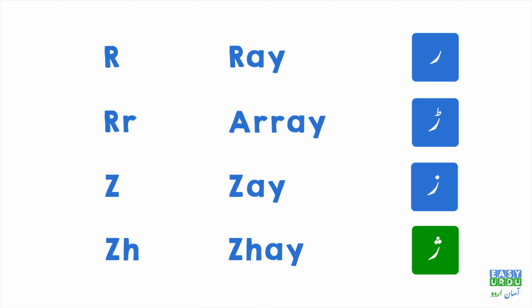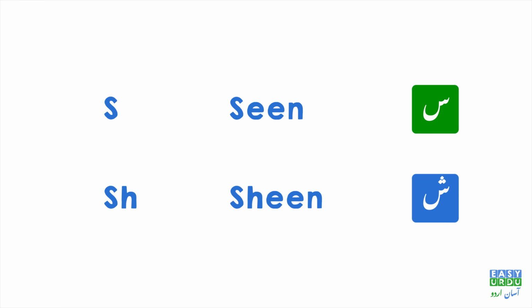Ye. In English, it sounds like ZH. Seen. In English, S. Sheen. In English, it sounds like SH.